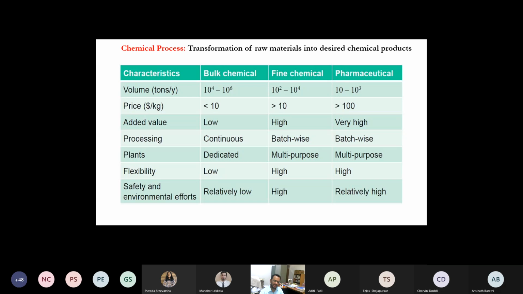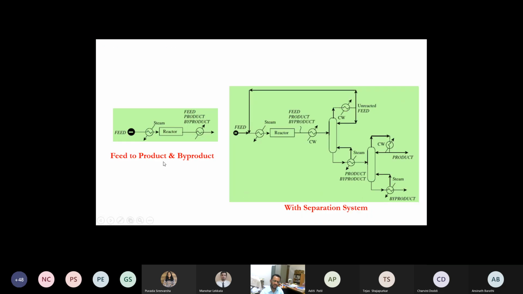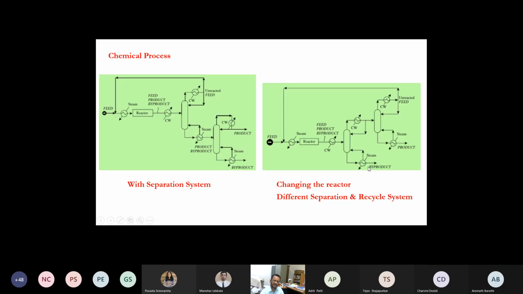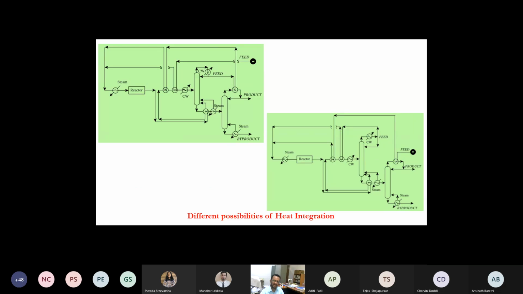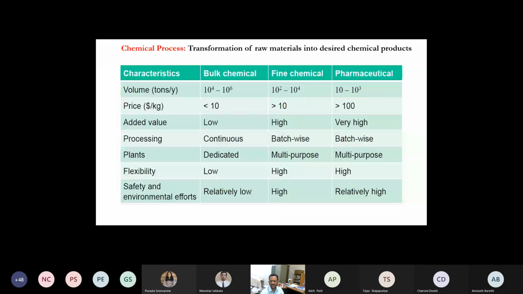Then we talked about different products. Next class we will see about the life cycle of different types of products. Then we move to optimization of process plants using this onion diagram. What is the general anatomy? How is it modified for different cases? Once you change the reactor, what happens? You modify the separation, what happens? Those things we will discuss in the next class. So I stop at this point.